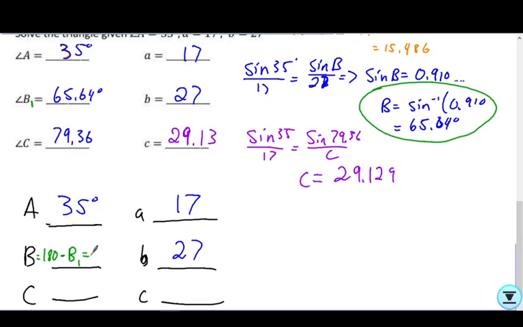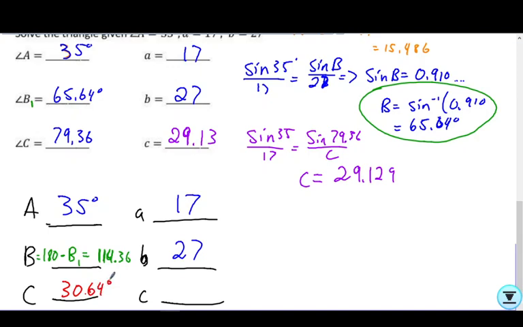So we're going to take 180 degrees and subtract that 65.64. So our new angle B here is 114.36. So this is the same angle measure in the second quadrant. It has the same sine value as in the first quadrant. Okay? So this is where we start, right here. Now, again, since we have two of the angles, we're going to take 180 and subtract the 35 and my new angle B to find angle C. So angle C is 30.64 degrees.